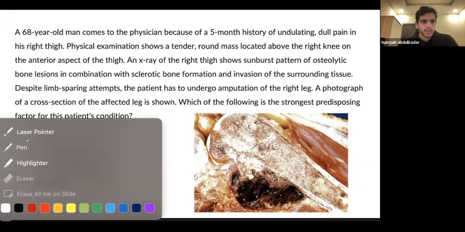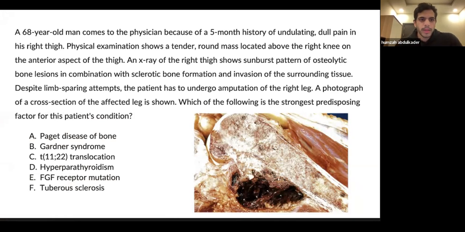Let's go through it. A 68-year-old man comes to the physician because of a 5-month history of undulating, dull pain in his right thigh. Physical exam shows a tender, round mass located above the right knee on the anterior aspect of the thigh. An X-ray of the right thigh shows sunburst pattern of osteolytic bone lesions in combination with sclerotic bone formation and invasion of the surrounding tissue. Despite limb-sparing attempts, the patient has to undergo amputation of the right leg. A photograph of a cross-section of the affected leg is shown. Which of the following is the strongest predisposing factor for the patient's condition? Okay, so you say osteosarcoma, therefore it's Paget's disease.